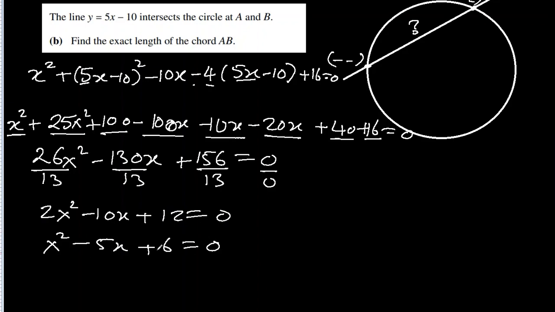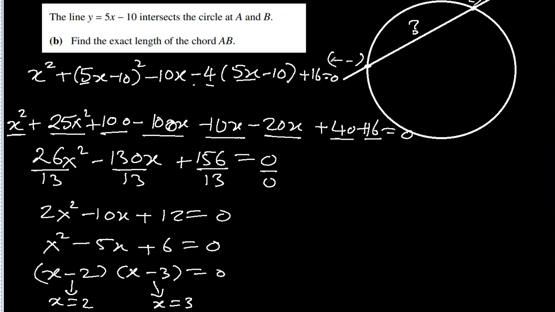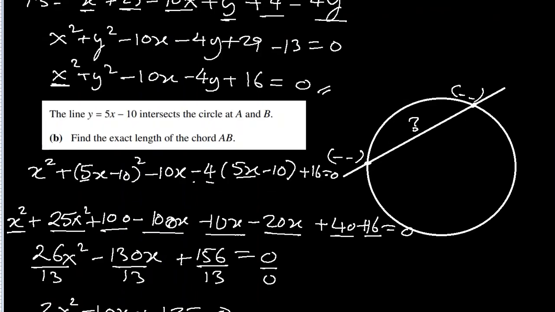And now you can find the values of x from this very simple quadratic equation. I can do it mentally. You can use your calculator. It will be (x minus 2)(x minus 3) equal to 0. This gives us x equal to 2. This gives us x equal to 3. That means the x coordinate of point A and B, that's saying A and B, right? So point A, the x coordinate will be 2. B, the x coordinate will be 3.